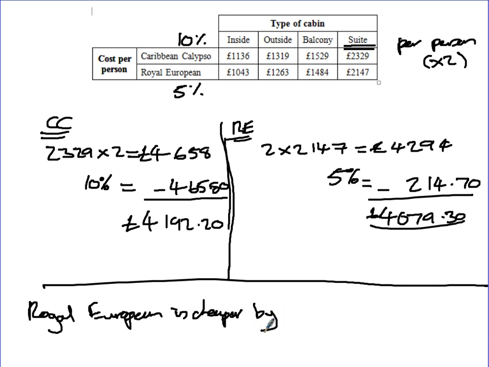Now I'm going to put buy, and then I'm going to put how much. So it's going to be cheaper then. We take the larger price away from the smaller price, and that gives us then cheaper by £112.90. Question 5.